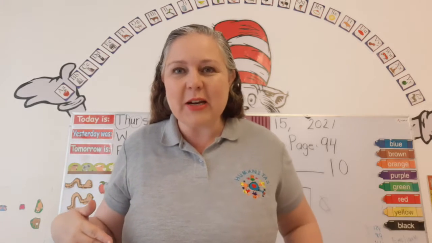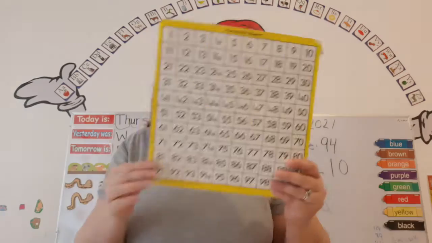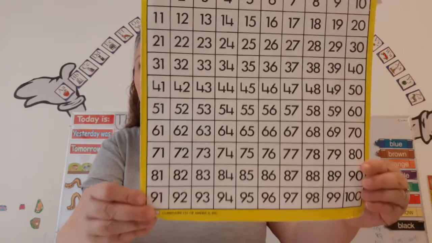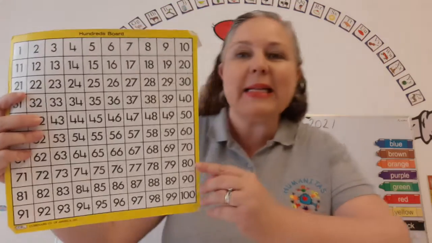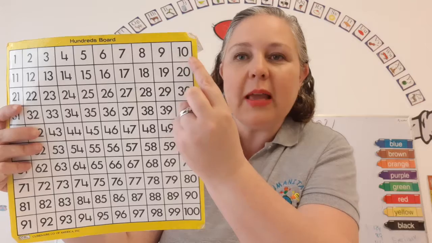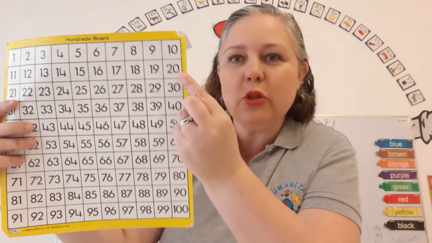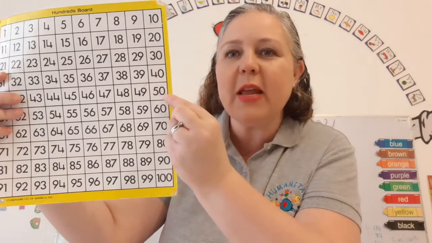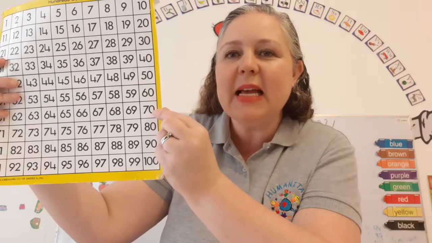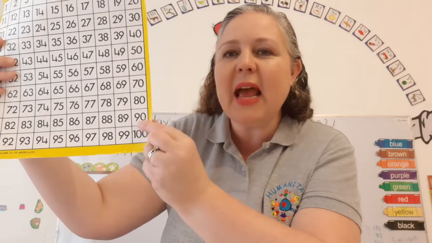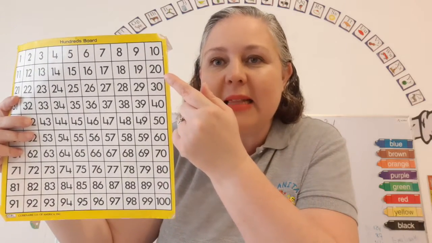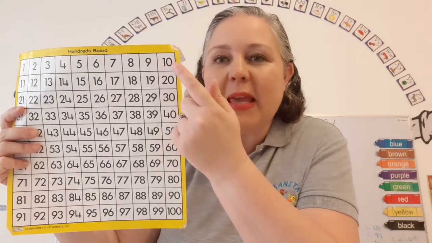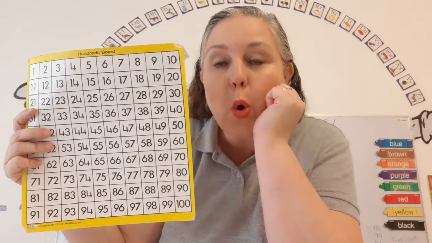Come on, let's start. Stop, look, and listen. Look, here's our number chart from 1 to 100. Let's count by tens. Can you count with me? 10, 20, 30, 40, 50, 60, 70, 80, 90, 100. Do you notice that when we count by tens, they have a number and then they have a zero? Wow.